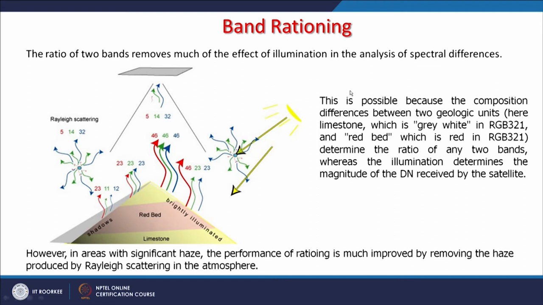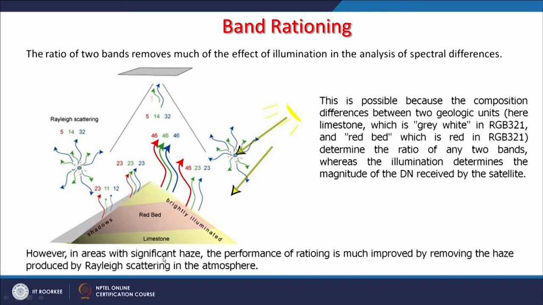And here is the example: this is the sun, the energy is coming and getting reflected. This is the illuminated part, this is the red band, this is the limestone, and they are giving different reflections, as you can see: 46, 23, 23, and likewise. And how about the areas which have haze or atmospheric distortions because of Rayleigh scattering? The numbers from these rocks, or the reflection from these rocks, are reduced significantly, roughly by half.